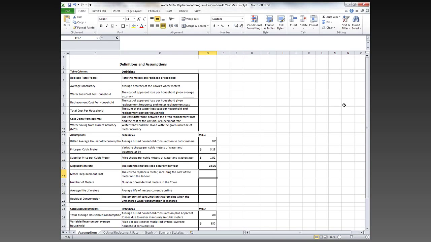The replacement cost, talking to our operations team, they estimated it would cost $250 per meter to replace. Number of meters, we have 25,000 meters in our municipality. Average life of meters online right now, our current average life is 16 years. And residual consumption, we'll just assume that this is 100% right now.